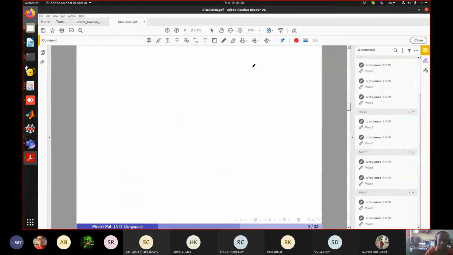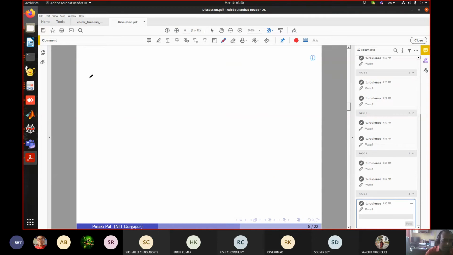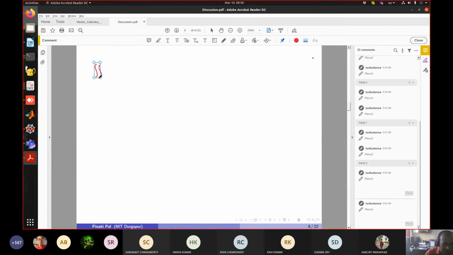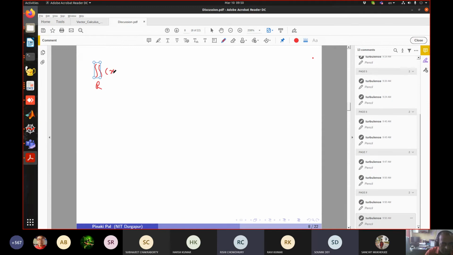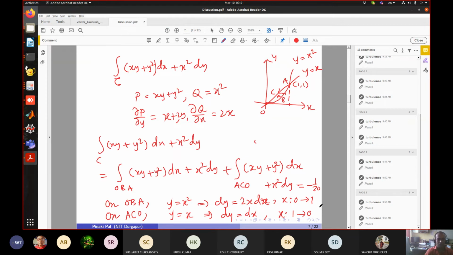Now we need to verify Green's theorem. Let me just write this. We have to find the double integral of (del q del x minus del p del y) dx dy. So here we have to evaluate the double integral and check whether minus 1 by 20 is coming.